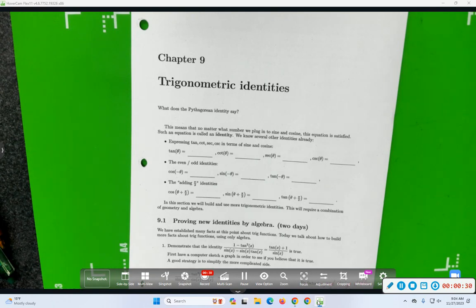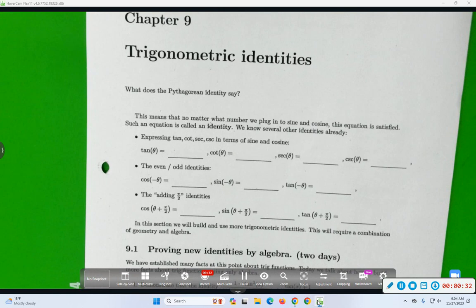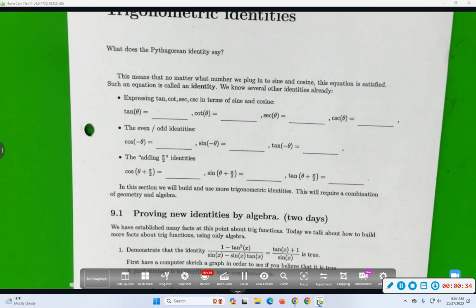So I want to talk about trigonometric identities. And what is an identity? Well, let's start with this. We know one identity. I call it the most important fact about trig functions. What does the Pythagorean identity say?